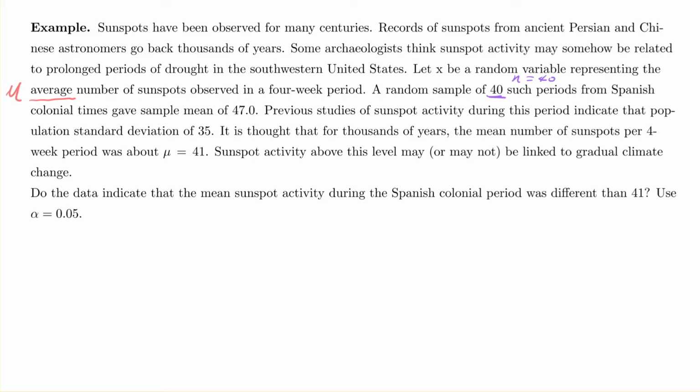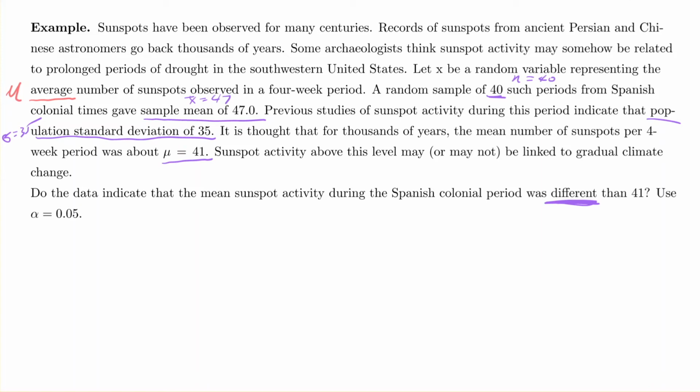from Spanish colonial times gave sample mean x bar of 47. Previous studies of sunspot activity during this period indicate a population standard deviation of 35. So sigma is 35. It is thought that for 1,000 years, the mean number of sunspots for a 4-week period is about mu, population mean, equals 41. Sunspot activity above this level may or may not be linked to gradual climate change. Do the data indicate the mean sunspot activity during the Spanish colonial period was different than 41?